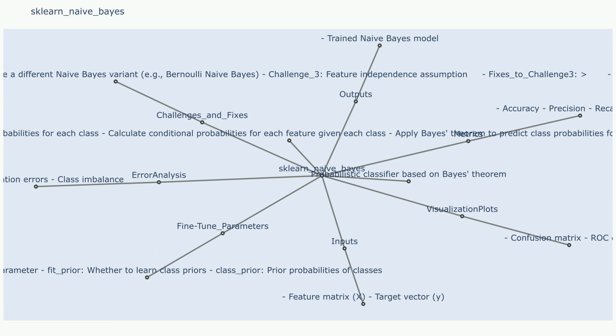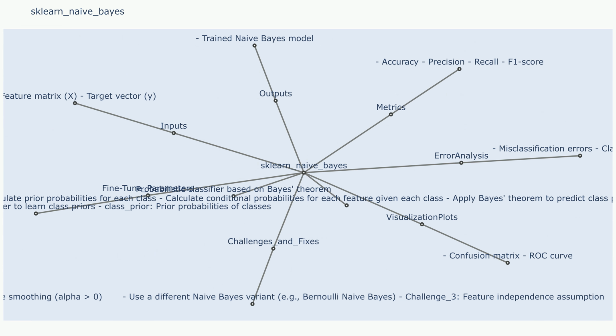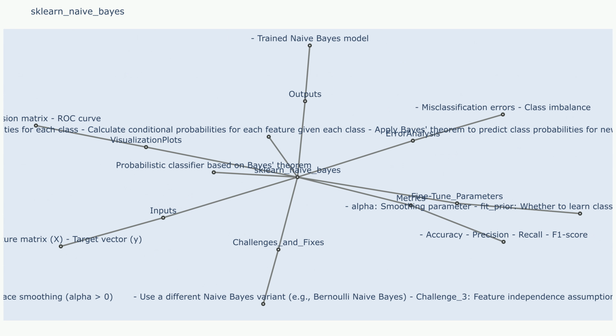Challenge 2: Feature dependence. Naive Bayes assumes that features are independent of each other, which might not be true in real-world scenarios. Sample use case that resulted in Challenge 2: a credit card fraud detection model trained on data where the features transaction amount and transaction location are dependent. A large transaction amount in a foreign country might be more likely to be fraudulent than a small transaction amount in the same country.